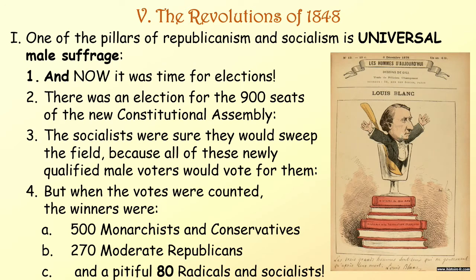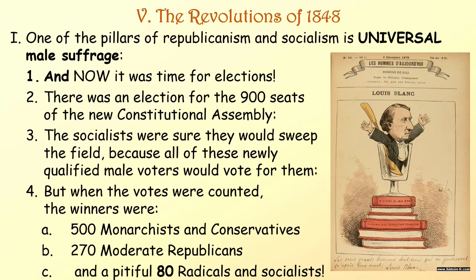One of the main pillars of republicanism and socialism that we've talked about is universal male suffrage. And now it was time for elections because there was a new government. And there was an election for the 900 seats of the new Constitutional Assembly. And the socialists, they were sure they were going to sweep the field in these elections because of all of these newly qualified male voters who would vote for them, of course.